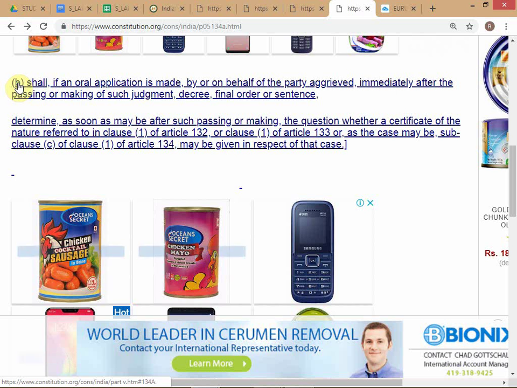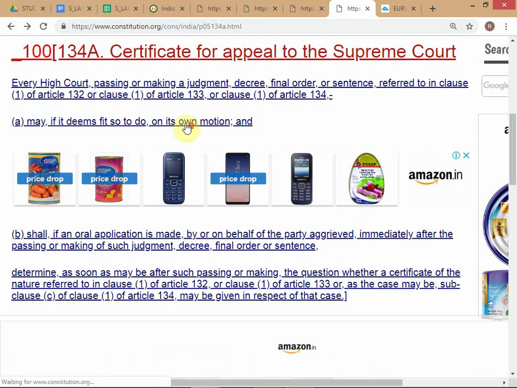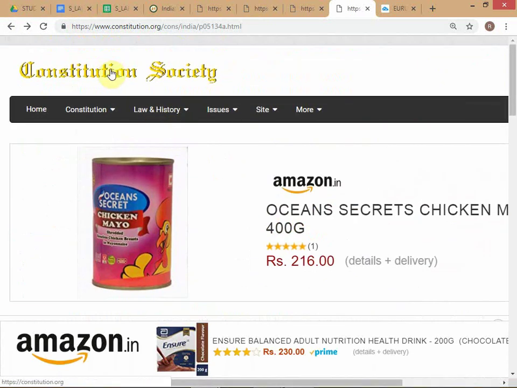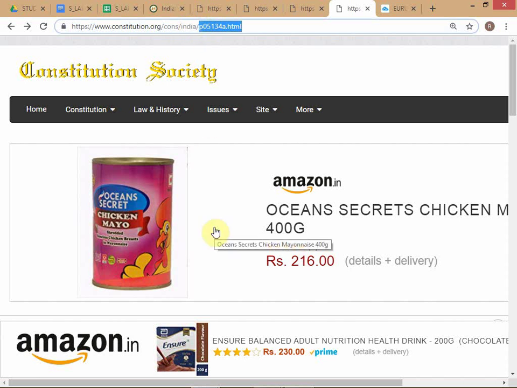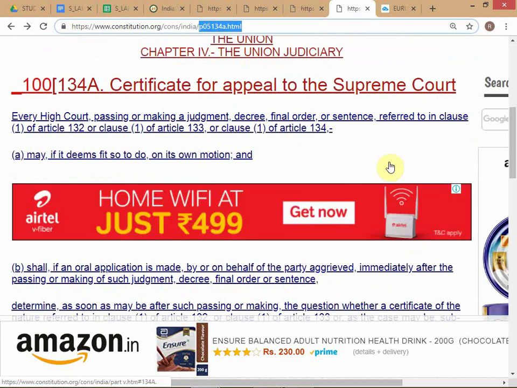So all the parts of the Constitution, if you go back and just play with this, look at this, Constitution Society. Can you see this? Here you go back to the home part here. If you go back here, you'll see they're all arranged as articles.